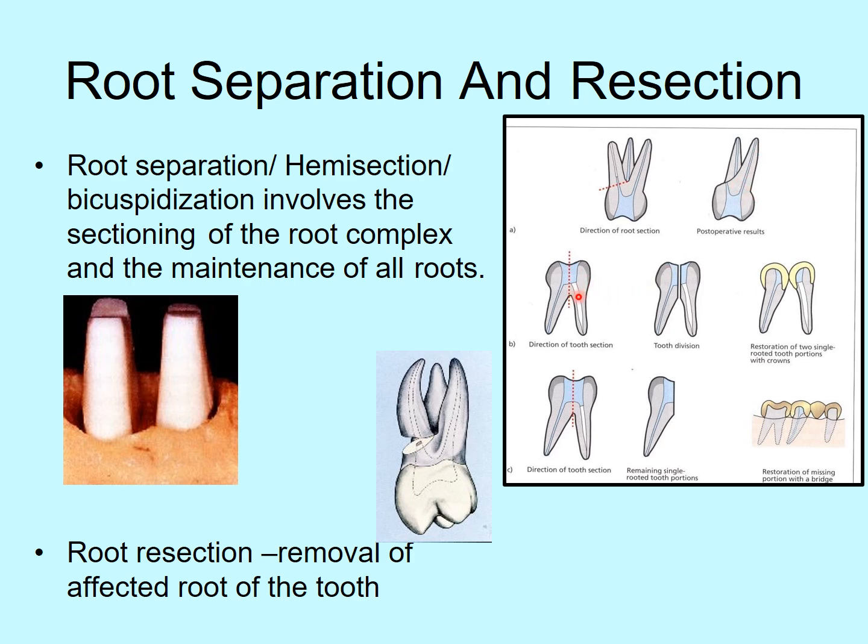If the interdental part is involved, then you can do bicuspidization, dividing it into equal parts. And if one root alone is involved, then it can be removed. That is the hemisection. This is root resection, where one root is removed without removal of the crown part. So that is the root resection.